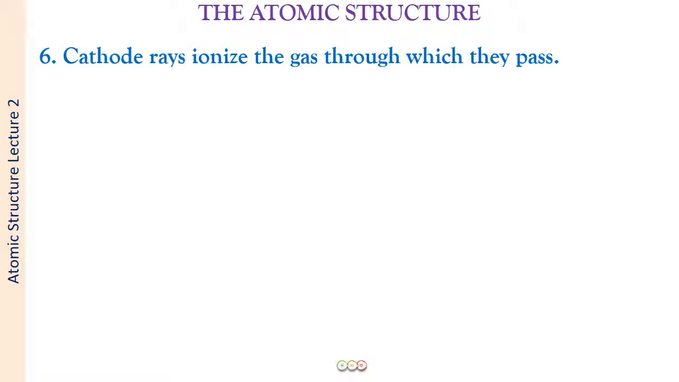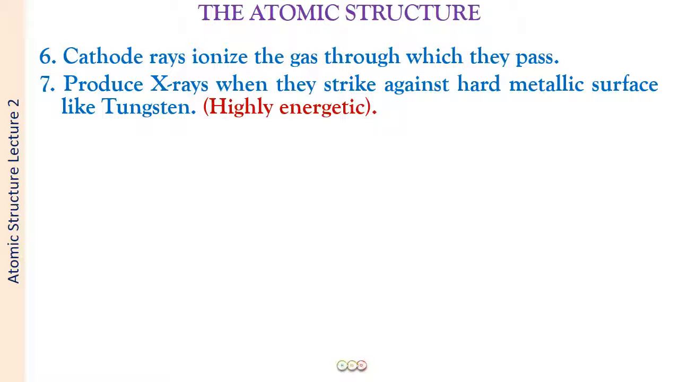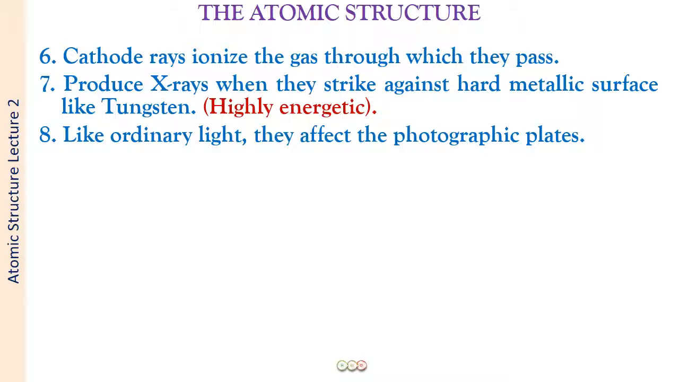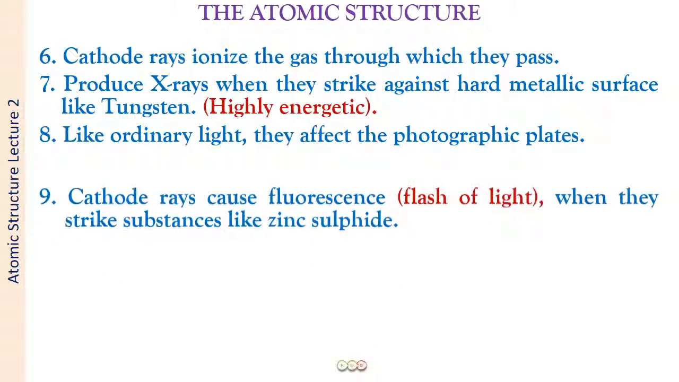What is this going to mean is basically that the cathode rays possess kinetic energy and they are composed of material particles, and when they pass through a gas, the energetic particles of the cathode rays attack the atoms of the gas and force them to get ionized, right? The next was that they could produce X-rays when they strike against hard metallic surfaces like tungsten, showing that they are highly energetic. Like ordinary light, they could affect the photographic plates.